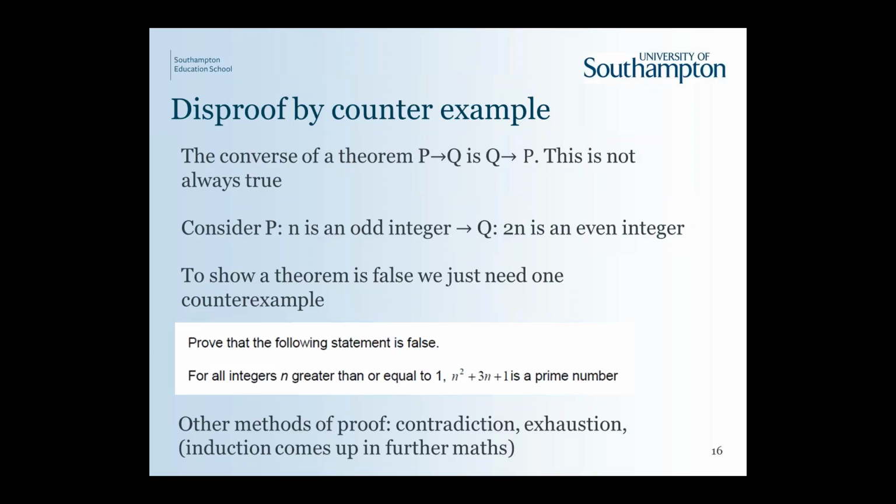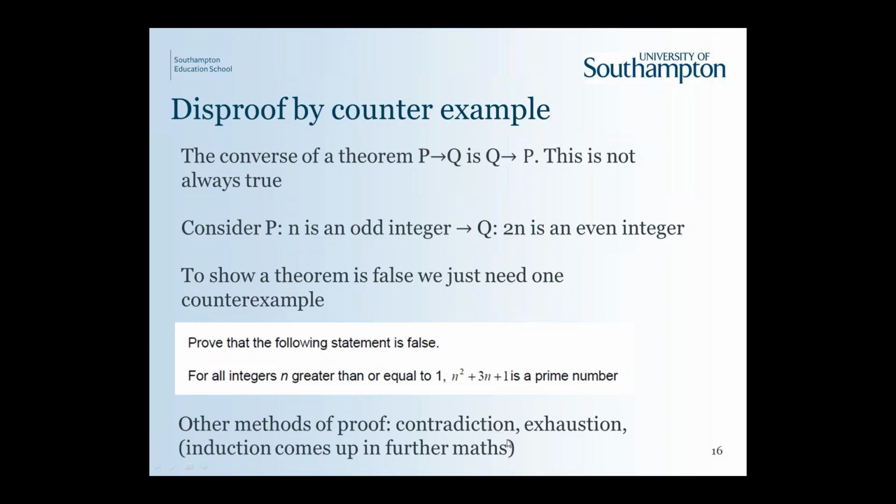Some other methods of proof. At AS level, exhaustion is one of the ones they're given. That basically is where you can write down every single possibility and thus prove it. I can't think of anything that's really helpful. But sometimes it's possible to write absolutely all the options down.